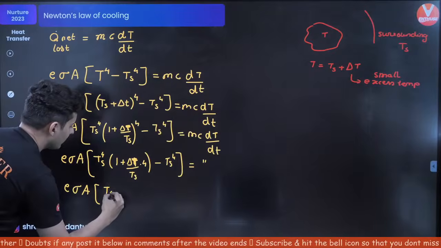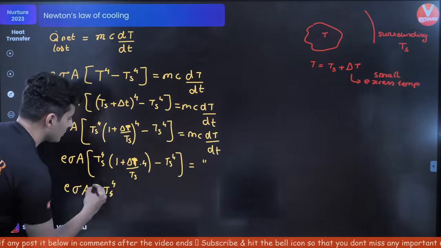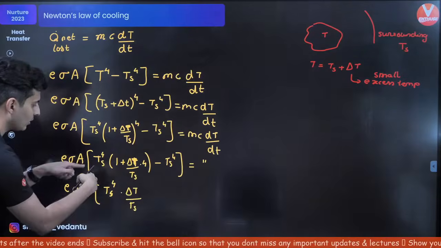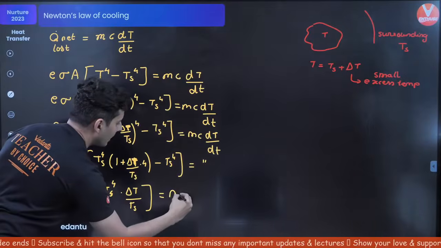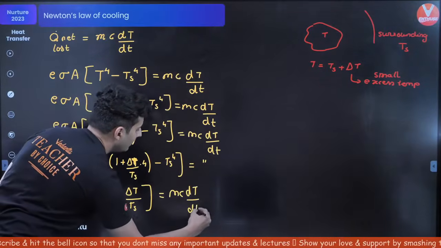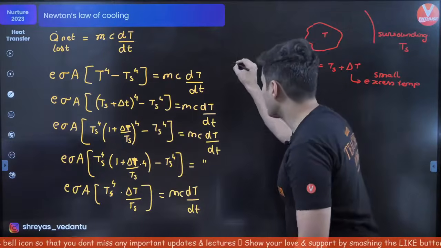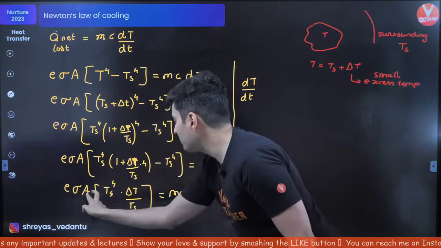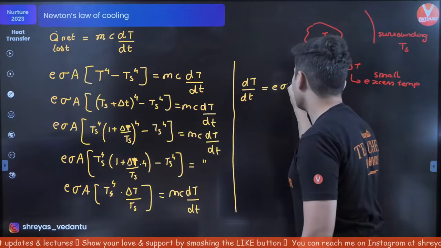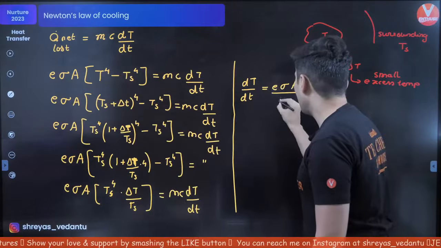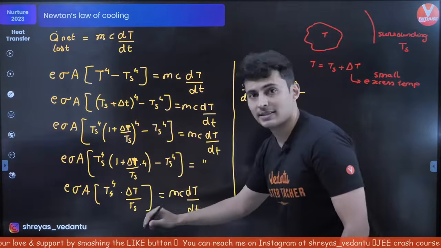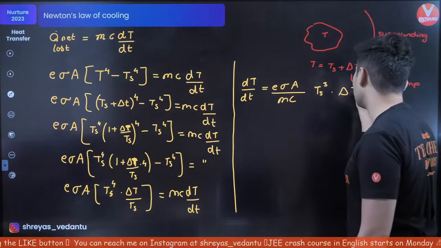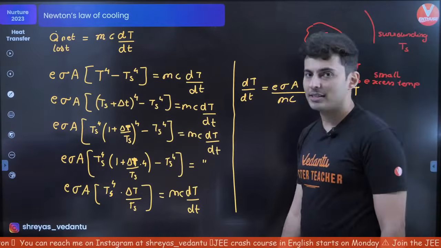I have Ts raised to 4, into delta T divided by Ts. This Ts raised to 4 has gone out. And here I have mc dT by dt. Next step, observe dT by dt will be, take this mc here, you will get E sigma A divided by m and c comes down, Ts raised to 4. One of the Ts will get cancelled, so I will have Ts cube, and what is remaining is just delta T.